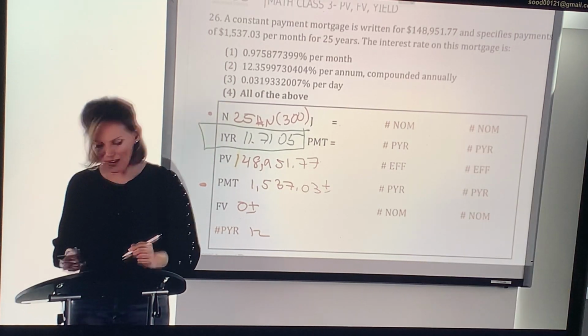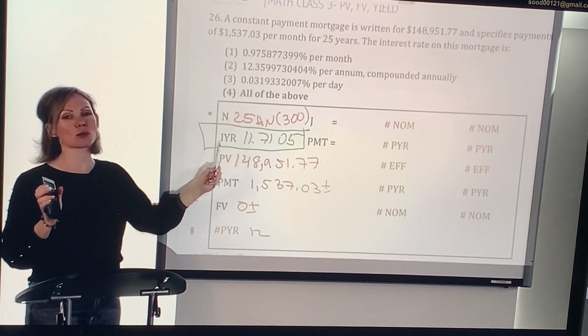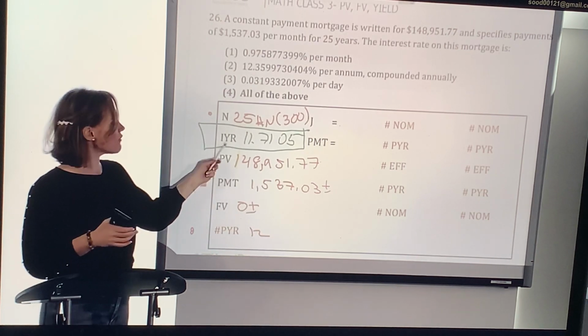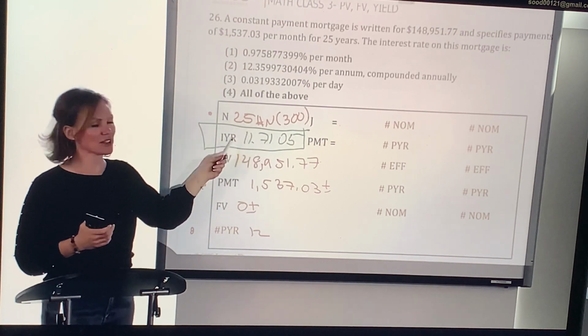11.7105. Okay? This is my number. So first question to you is always the same. What do you got on your screen right now? First of all, is that a nominal rate, or is that how much you charge per every single month? Whatever you find in here, it's always in percent per year. It's always a big number. So that's a nominal rate.